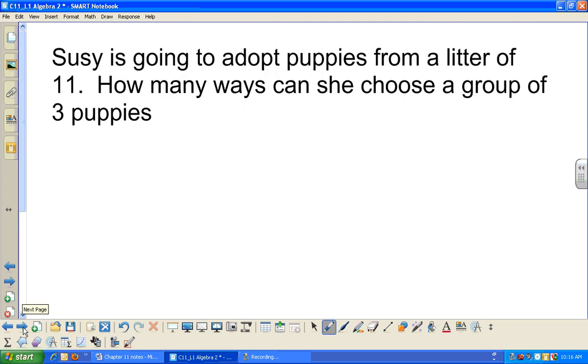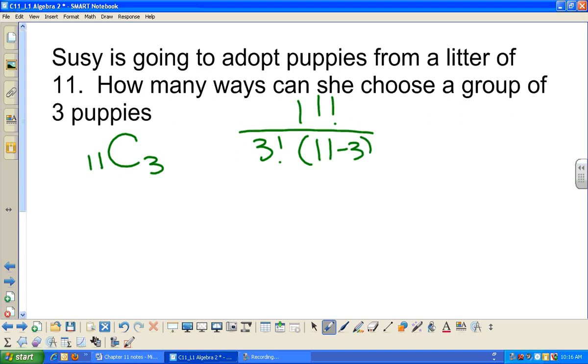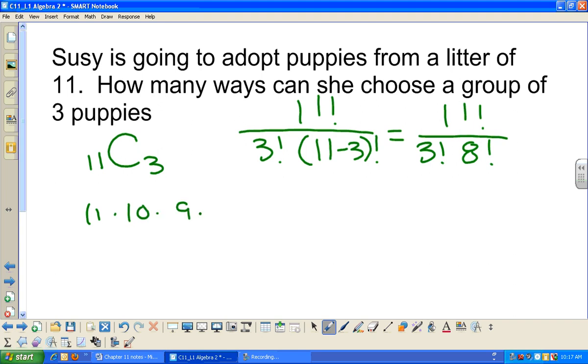So Susie's going to adopt puppies from a litter of 11. How many ways can she choose 3 puppies? So I have a total of 11 different choices, and I'm choosing 3 of them. So this would be 11 factorial over 3 factorial, and then 11 minus 3 factorial. This is another way. If you want to cross out right away, you can do that. For this first example, I'm going to write out the whole equation.